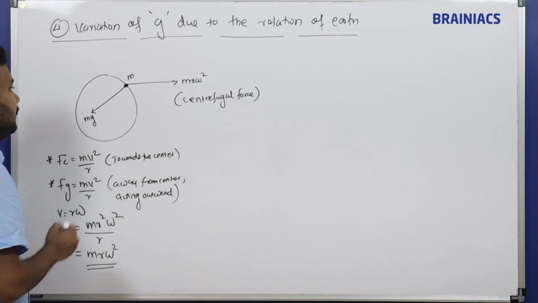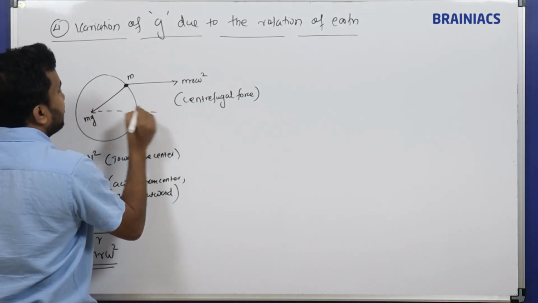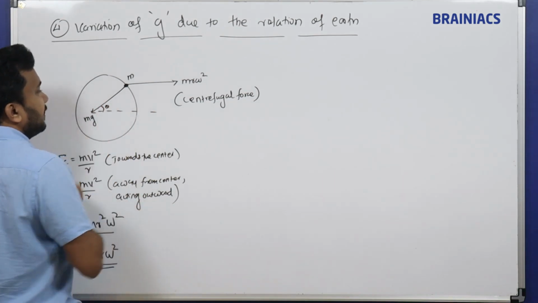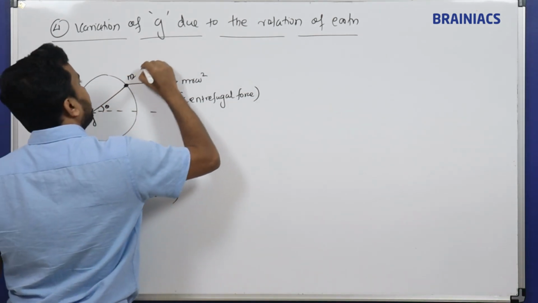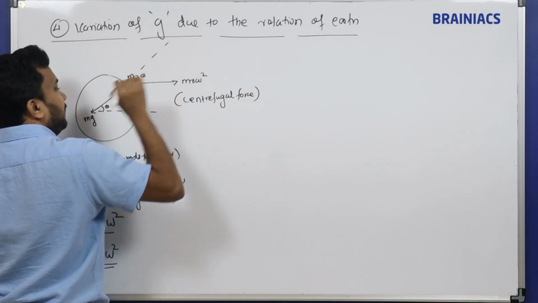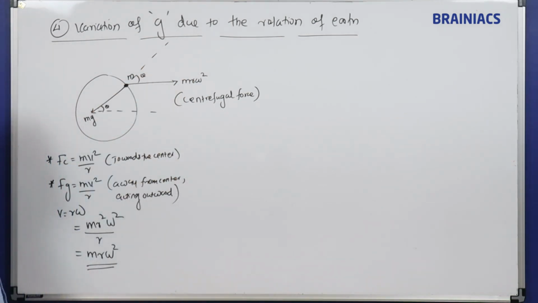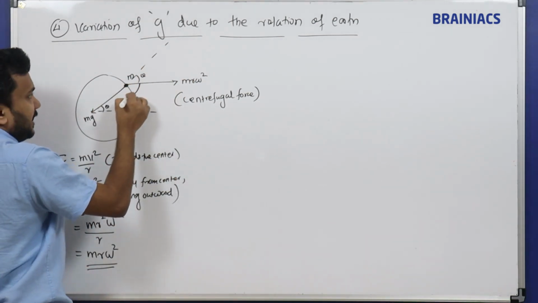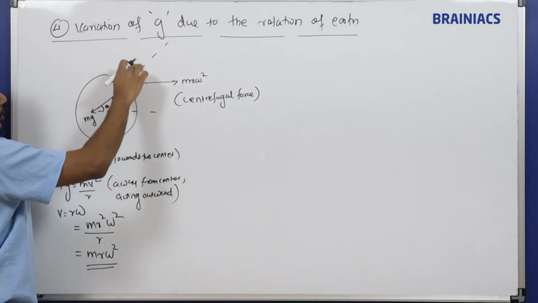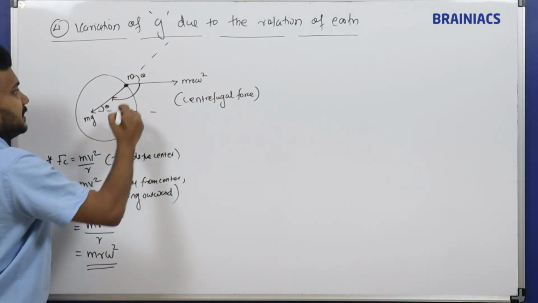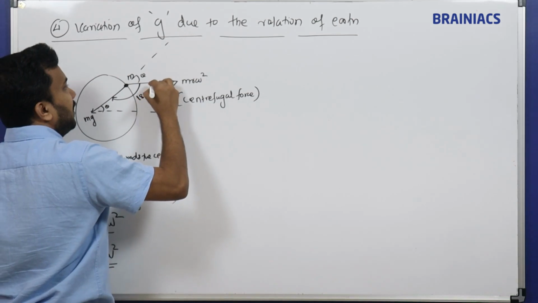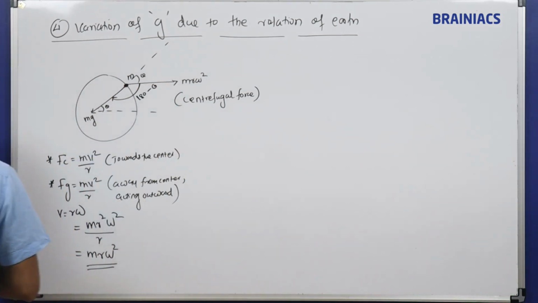Okay, next let's assume with respect to the horizontal, this angle is theta. If this angle is theta, what will this other angle be? The total angle is 180, so this angle is 180 minus theta.